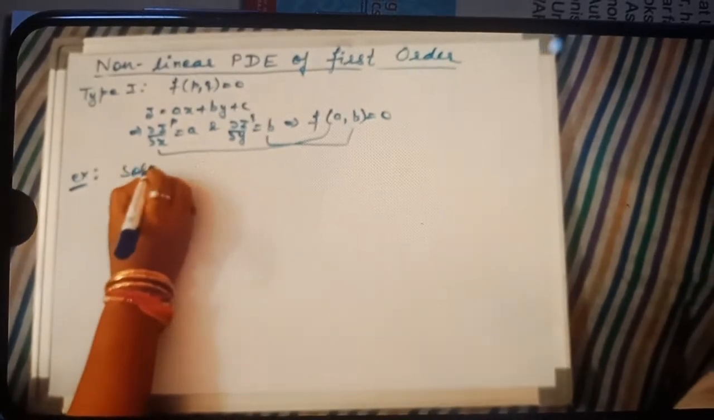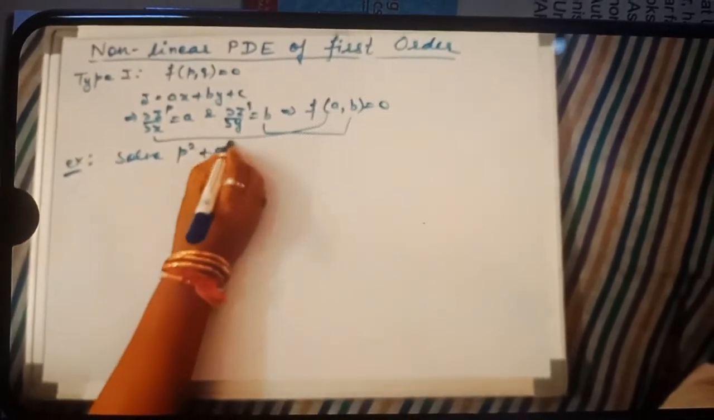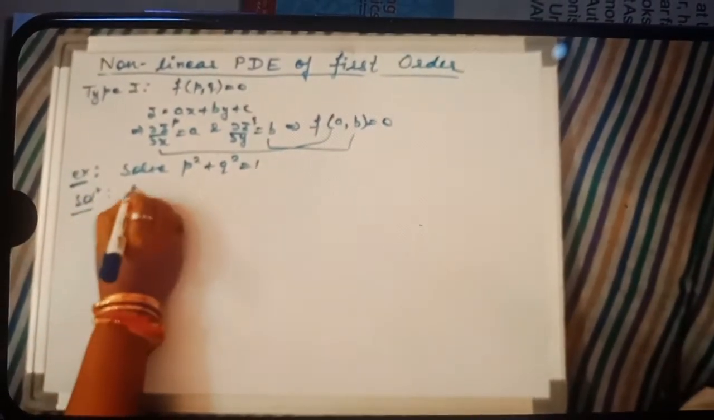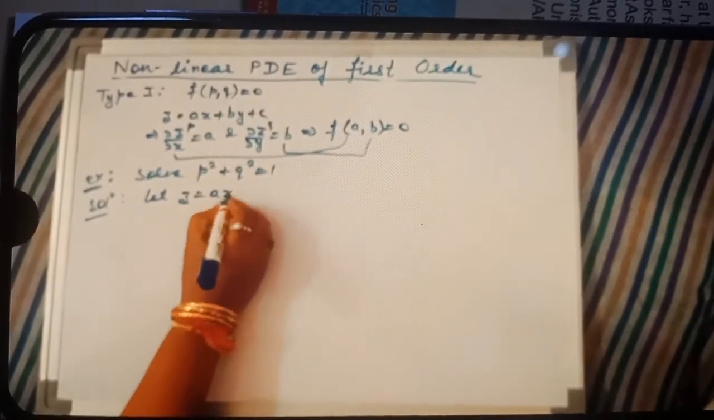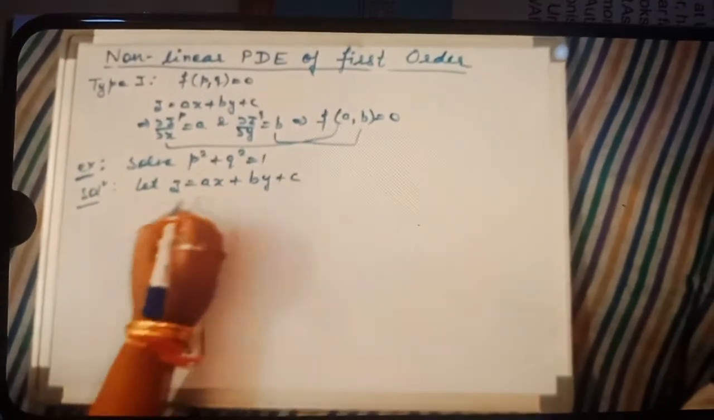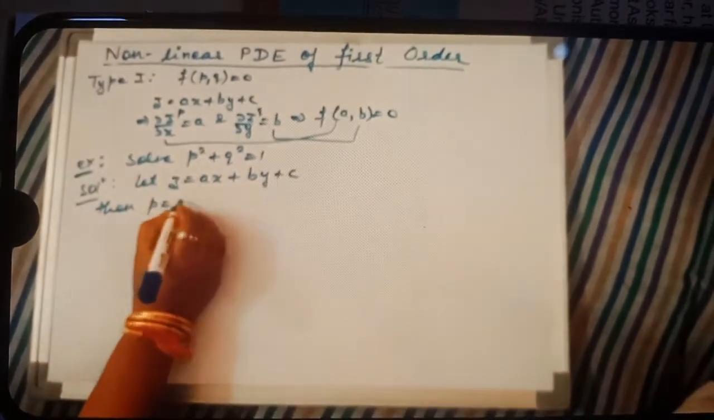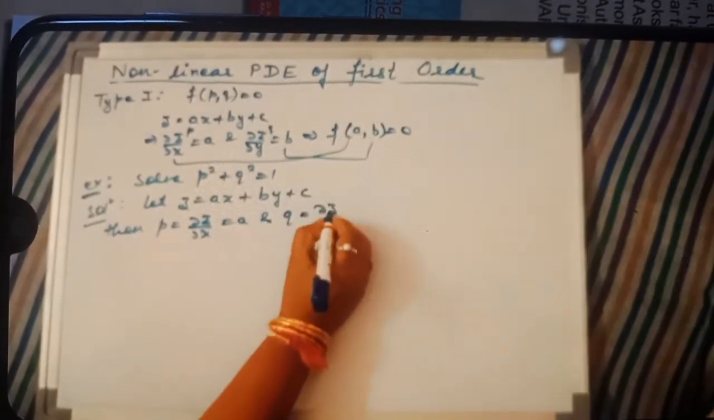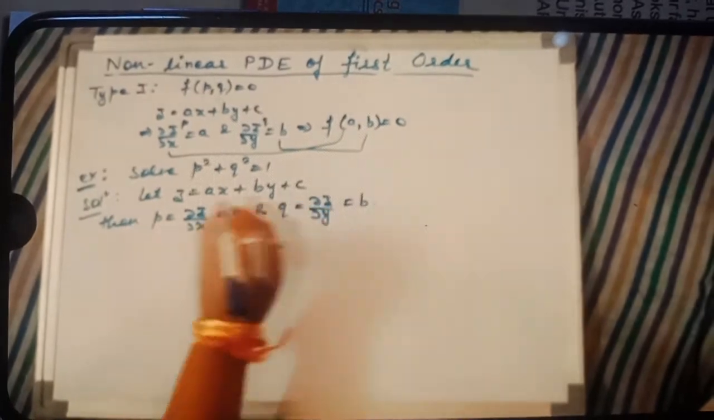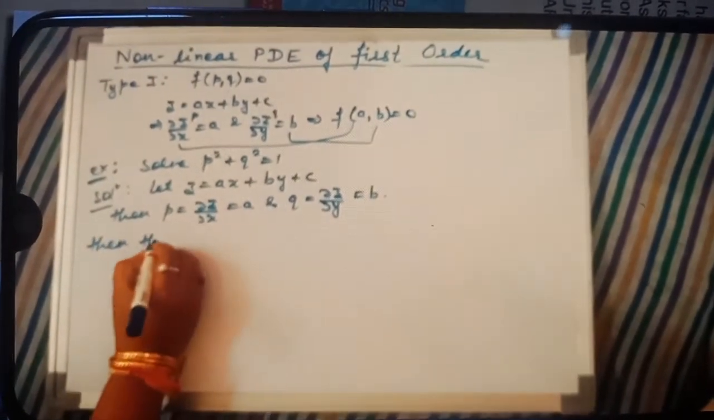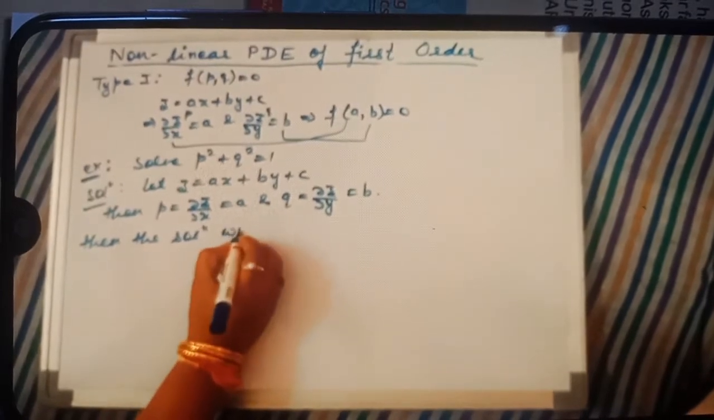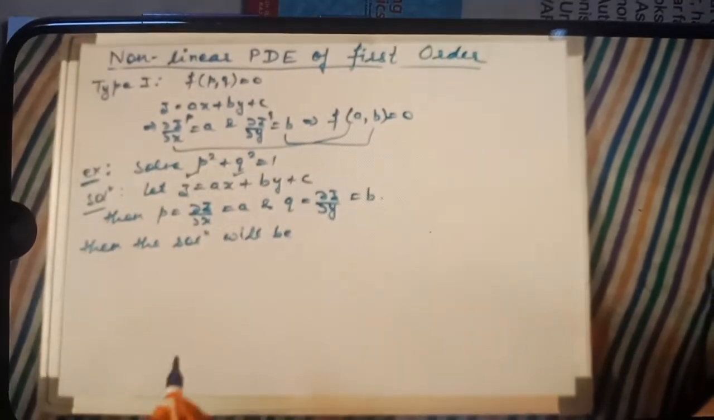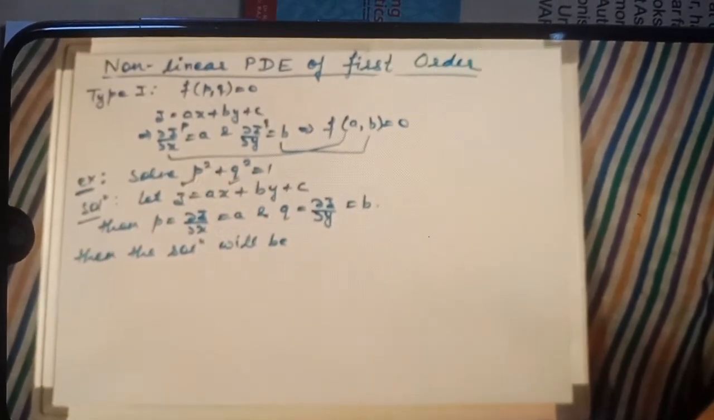Example: solve p square plus q square equals 1. तो आपका सोल्यूशन यही होगा. आप मानोगे लेट z इक्वल टू ax प्लस by प्लस c. ओके. देन p is equals to del z over del x is equals to a and q is equals to del z over del y is equals to b. Then the solution will be, आपको क्या करना है, सिंपली आपको p की जगह a और q की जगह b, है ना.